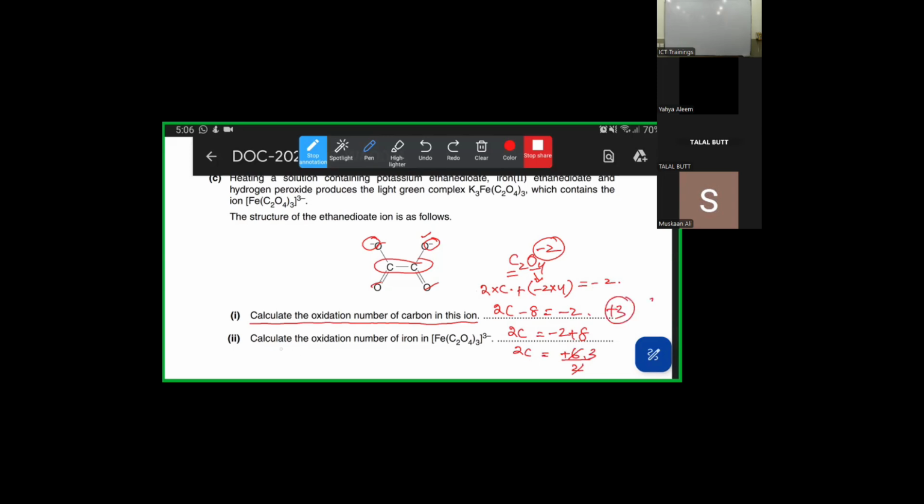The next thing, calculate the oxidation number of iron in this one. So iron, you have to tell. So iron X plus C2O4 has got the charge negative 2. So negative 2 times how much are present? 3 are present. So times 3 is equal to minus 3. Okay, so X minus 6 is equal to minus 3. Minus 6 will go on the other side to become plus 6. So it would become plus 3. So its oxidation state is plus 3 as well. Did you get it? Yes.